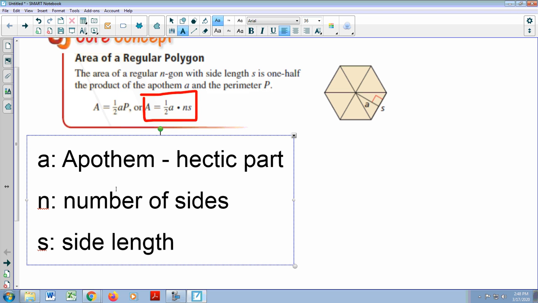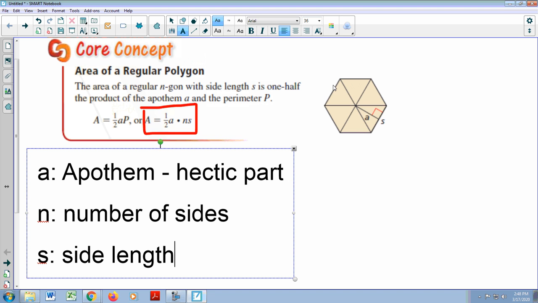So your apothem is your hectic part. It goes from the center to the middle of the edge. N is your number of sides, so you just count up how many sides it has. S is how long that side is. And again, apothem, you're going to have to do some math work.